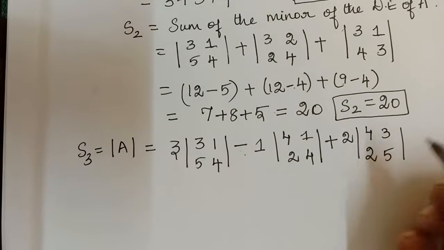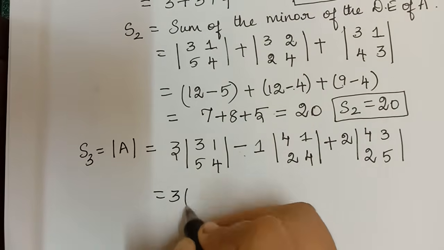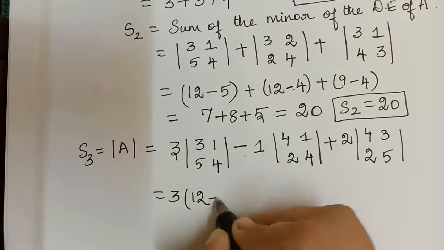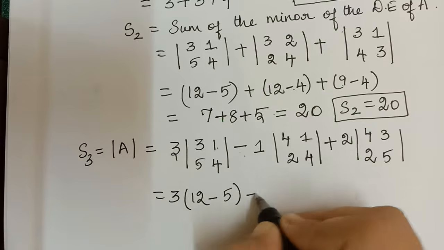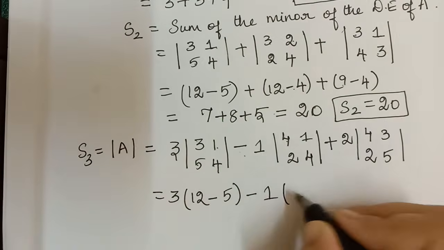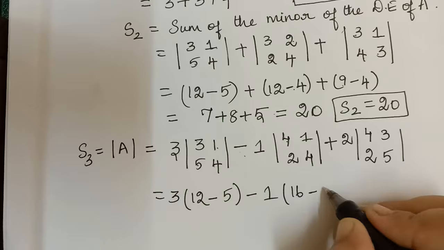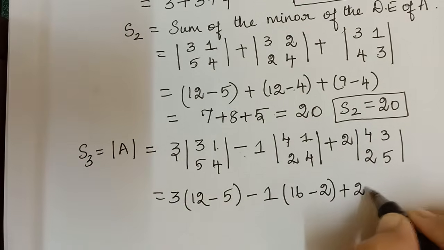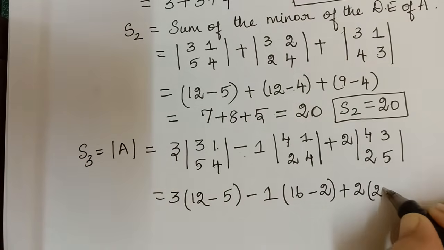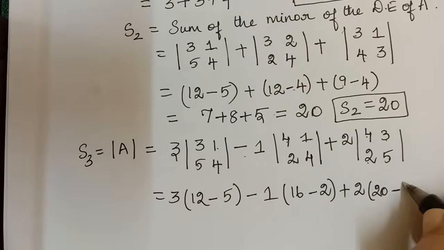And so that is equal to 3 multiplied with 4 threes are 12 minus 5 ones are 5, minus 1 multiplied with 4 fours are 16 minus 2 ones are 2, plus 2 multiplied with 4 fives are 20 minus 3 twos are 6.